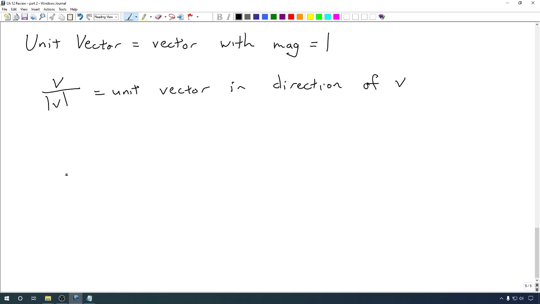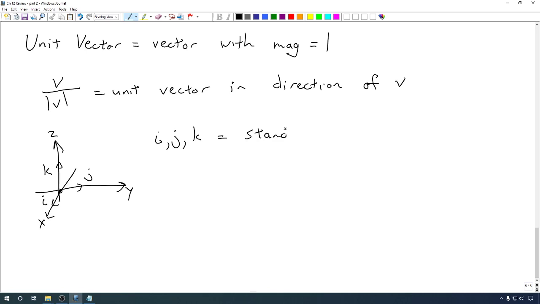Now, there are a few specific unit vectors that are important. Basically, if we look at our normal coordinate system, and we want unit vectors in the direction of x, y, and z, those are very important directions, of course, because those are our axes. We call these unit vectors i, j, and k. These are what we normally refer to as the standard basis vectors.